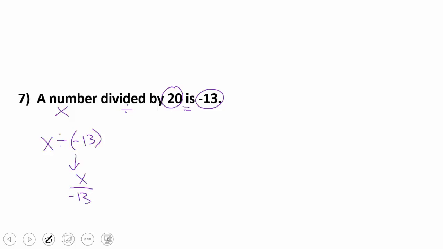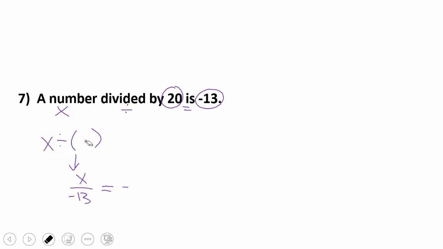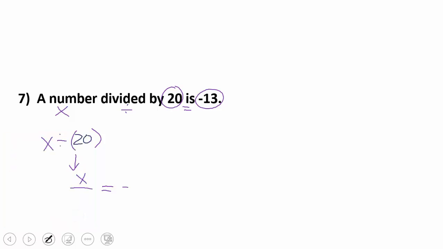And that's going to equal negative... Almost divided by the wrong number. You guys, I had a brain fart. Oh, I bet you were yelling at me and screaming, Mr. Ross, you're writing the wrong number. Oh my gosh. So I'm glad we fixed it. We're going with x divided by 20 is negative 13.